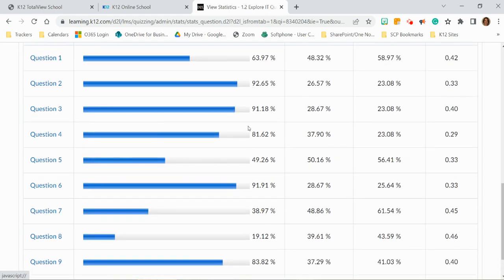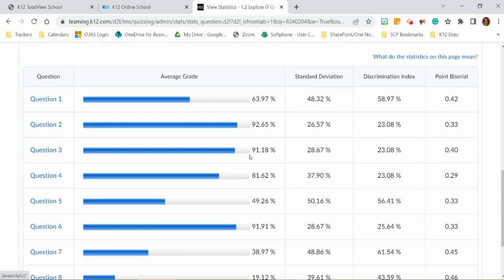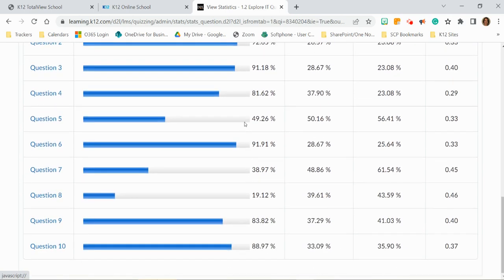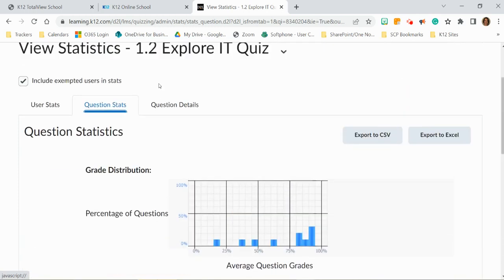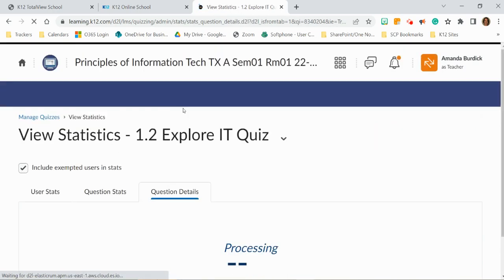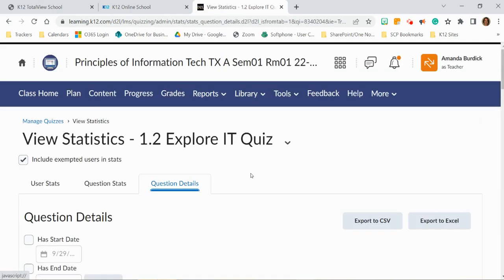If any of these were perhaps below 50%, I might want to take a look at those. But I have my three low ones, which definitely are below 50%. So we're going to take a look at those real quick. So I'm going to go up here to the question details tab. And the first question I'm going to look at is that really low question, number 8.